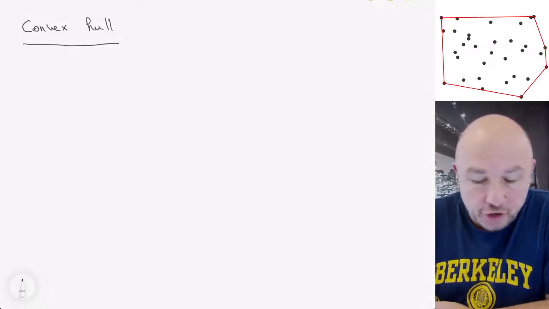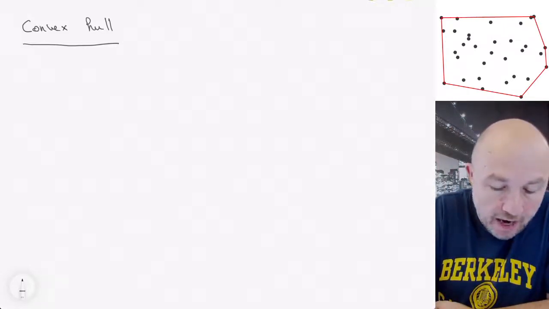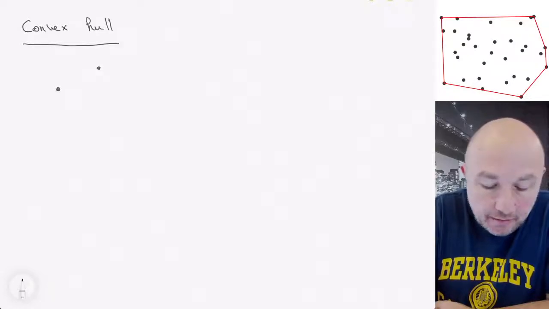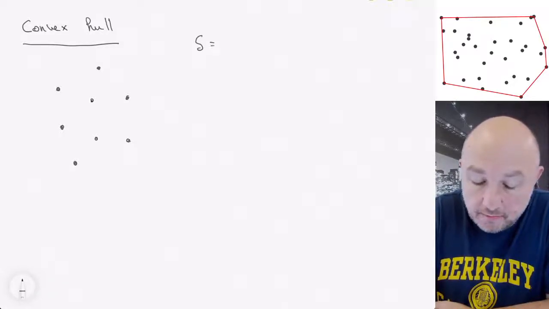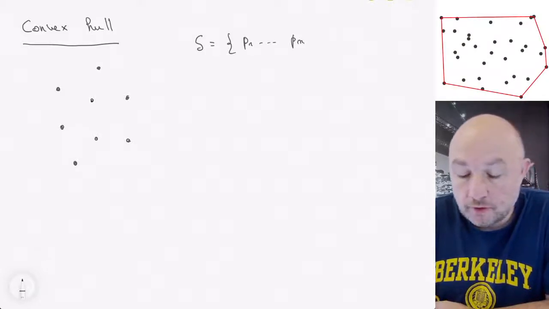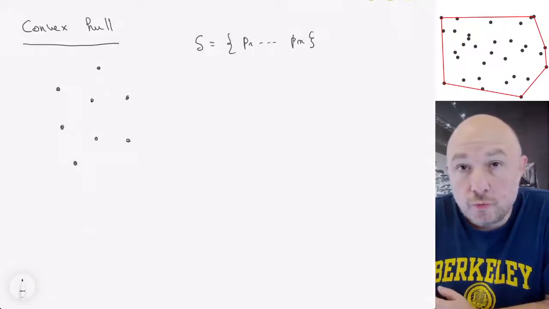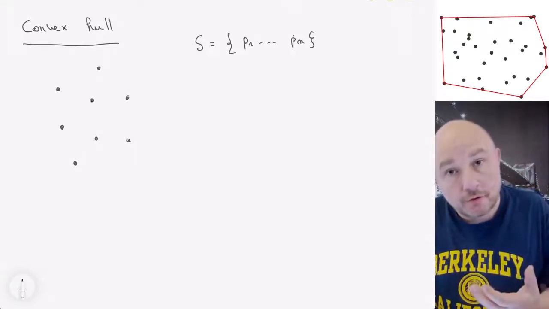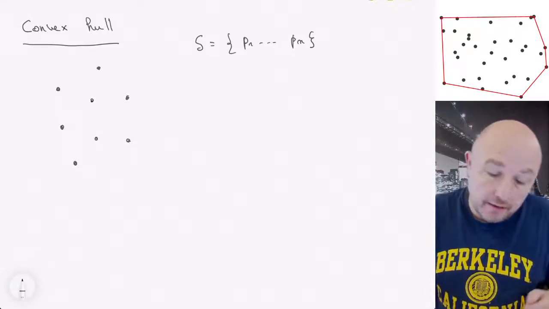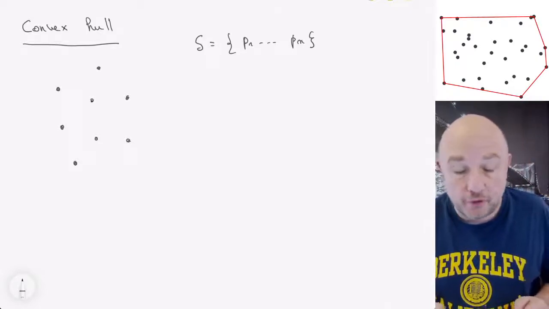Very general definition. In our case, we are only going to deal with sets of points in the plane. Okay, we have a set of points S that contains n points. So, how could we construct that smallest convex area that encloses this set of points?